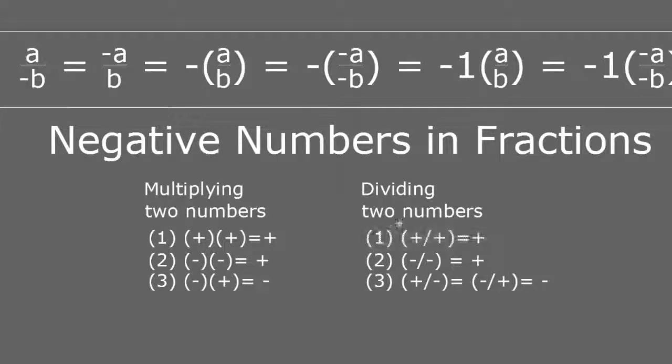Remember, equal signs yield positive numbers or positive results, while different signs will give you a result that is a negative number. Equals are positive, differents are negative.